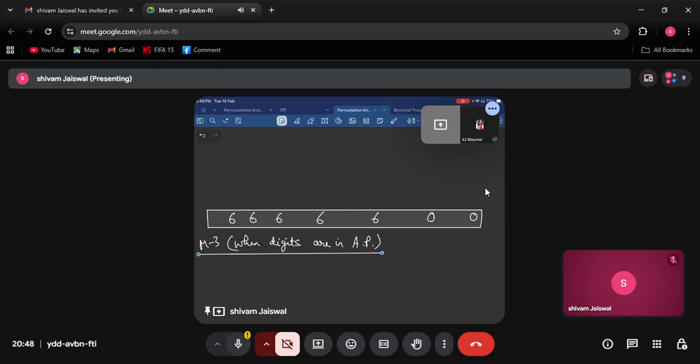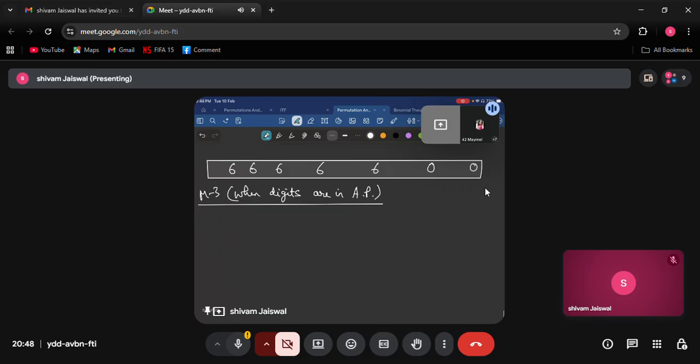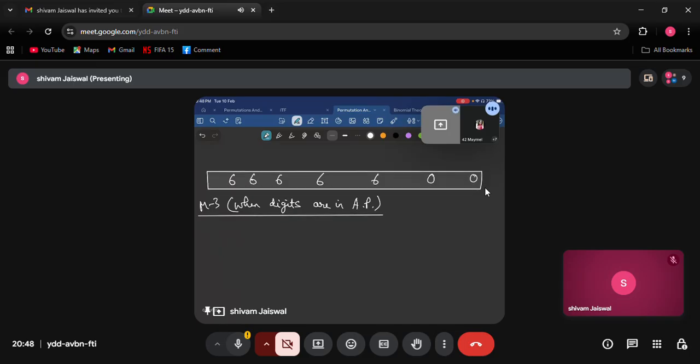So tell me the smallest number formed by these 5 numbers. Tell me the smallest number. 1, 3, 5, 7, 9.